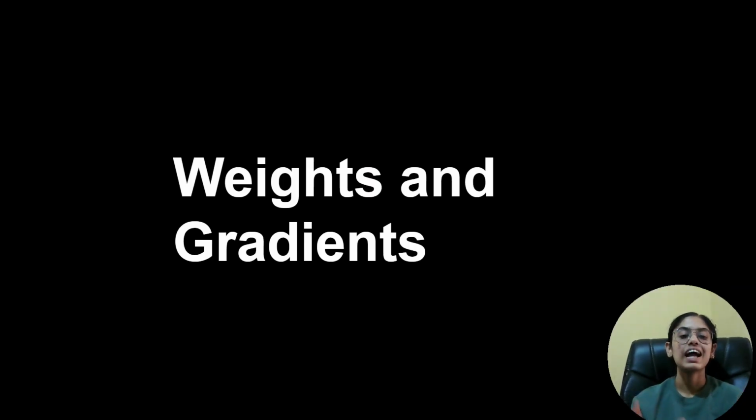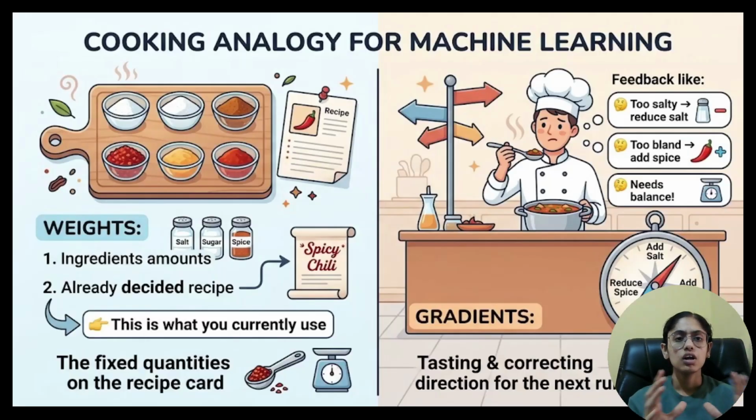Next, weights and gradients. These are like small ants, but make a huge impact in AI and ML. So knowing this is a must. So what are weights and gradients from a layman's perspective? I took a cooking analogy.